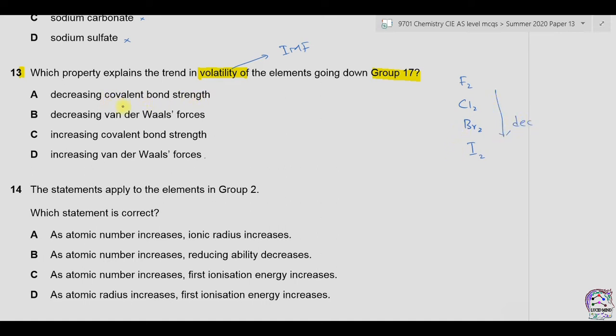Let's see which options are correct. A. Decreasing covalent bond strength. Now the covalent bond has nothing to do with the volatility of the elements, only intermolecular forces are involved. B. Decreasing van der Waals forces. Down the group, van der Waals forces actually increase, so this is also wrong. C. Increasing covalent bond strength, this has nothing to do with it. And D is increasing van der Waals forces, this is the correct option. So the answer is D.